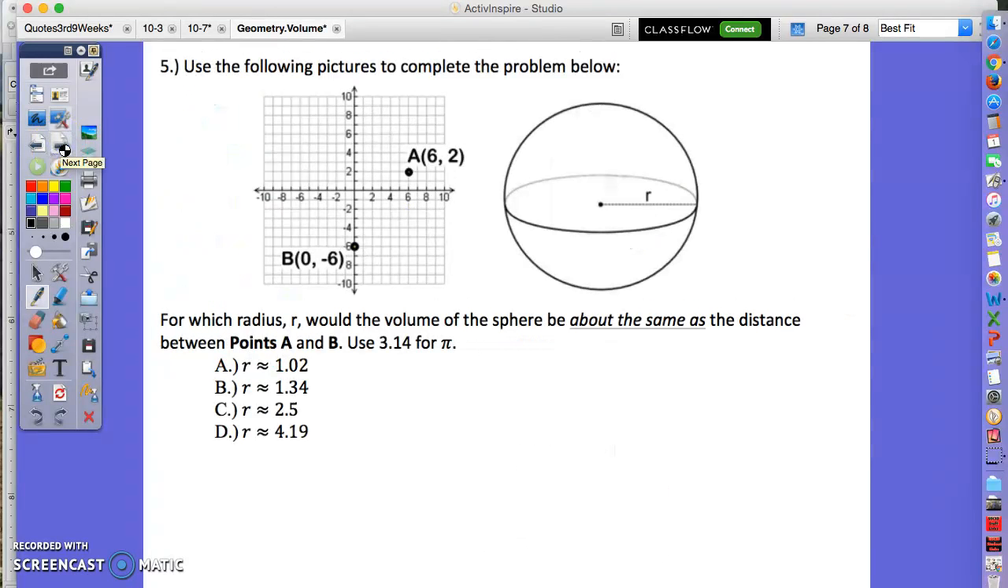Okay, last problem here in this lesson. It says, for which radius, r, would the volume of the sphere be about the same as the distance between point A and B? So you need to know what the distance is between point A and B. Again, how can we find that? Pythagorean theorem, great. Set up a right triangle, count your legs. Remember, a squared plus b squared equals c squared. A and b can be in different spots, but c must be the hypotenuse.